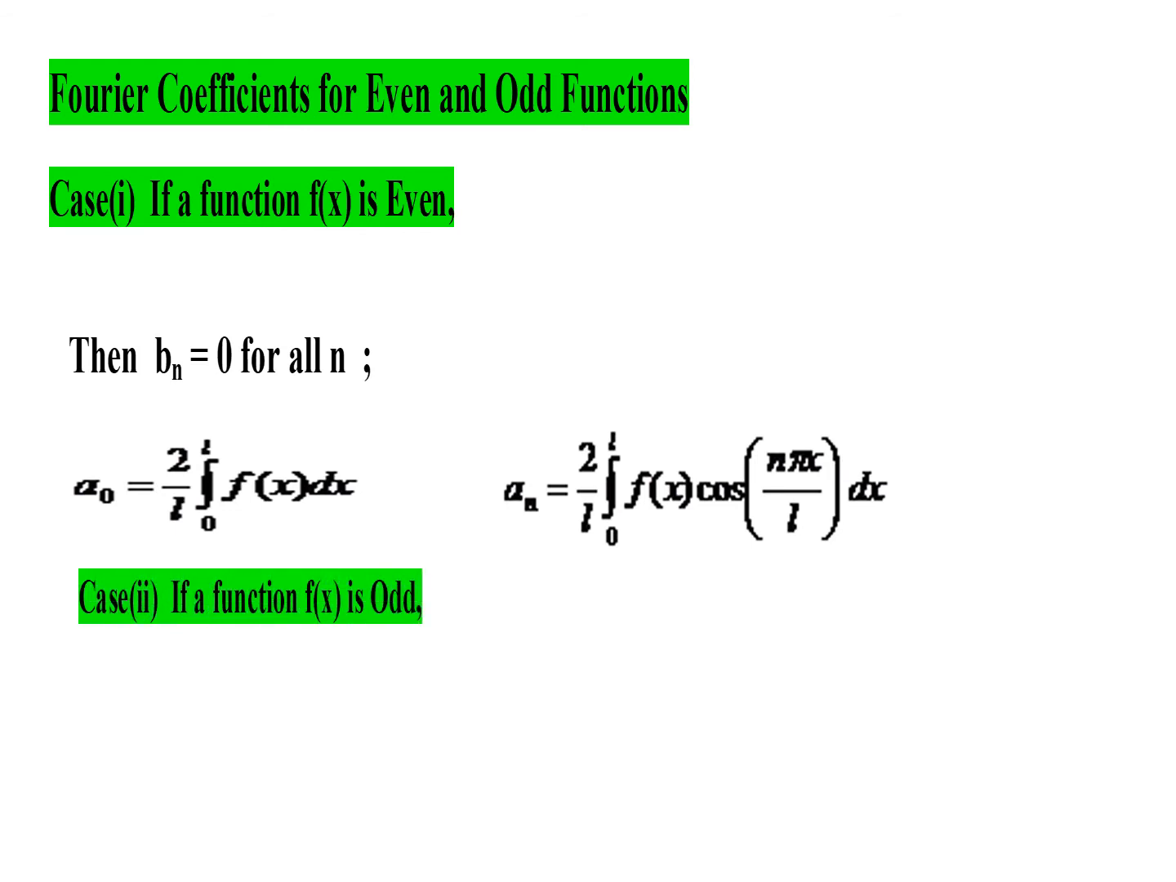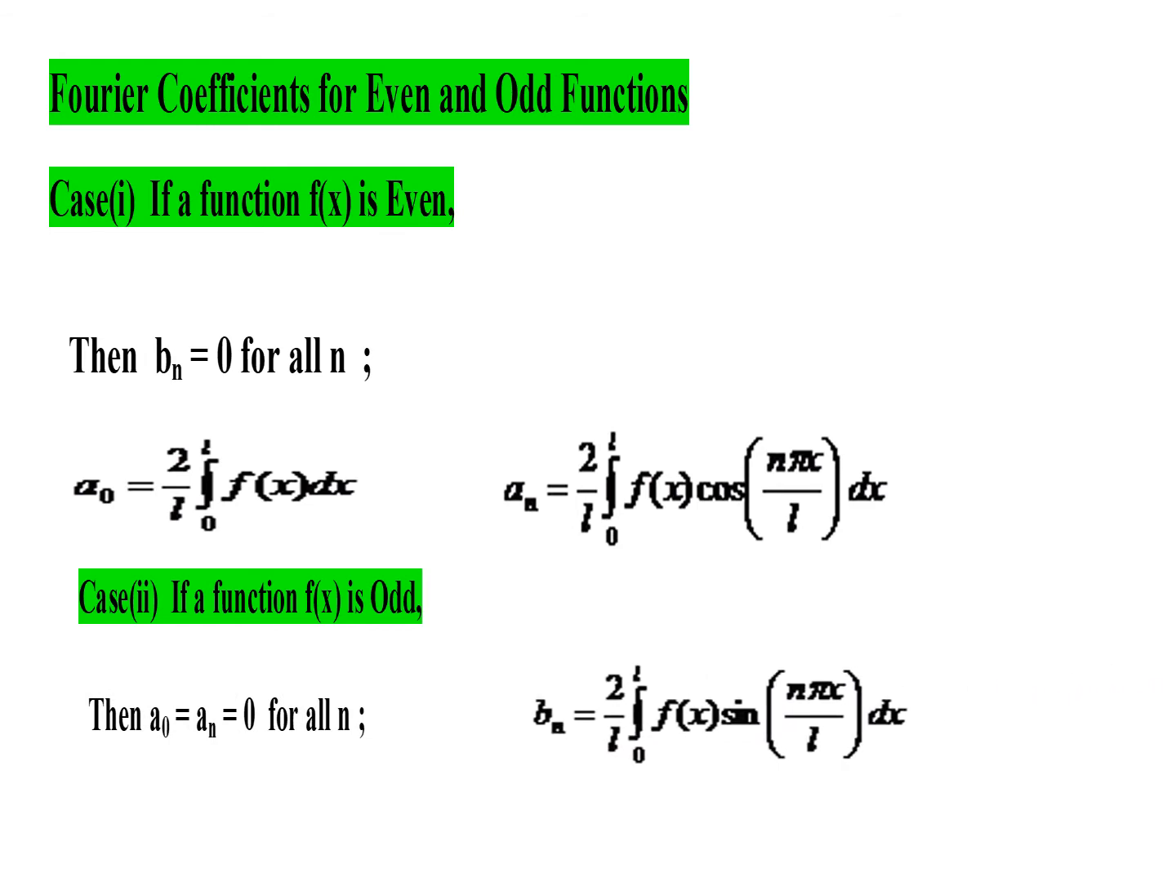Similarly, when the function is odd, we will have a0 and an values 0, and bn value will be 2 by L integral 0 to L f of x sin n pi x by L dx. So this will actually reduce our work into half. Instead of finding out all the integrations, we can just simply say the value of bn is 0 whenever the function is even.